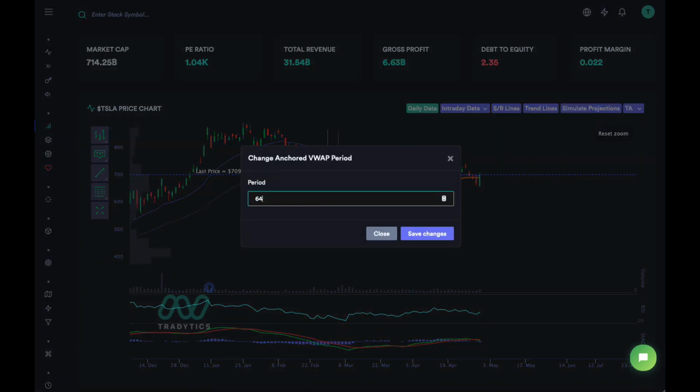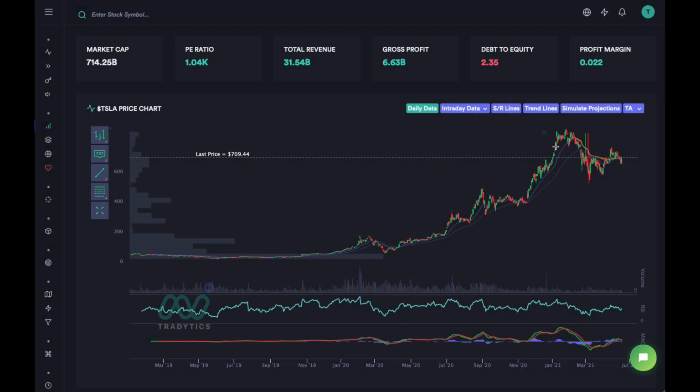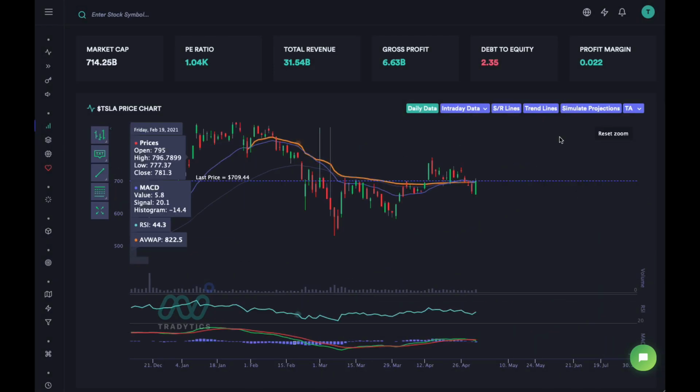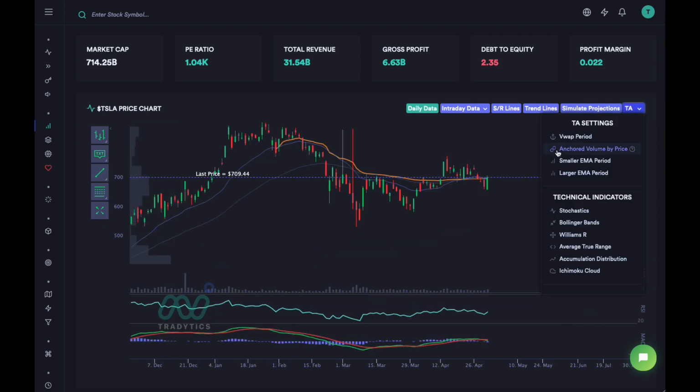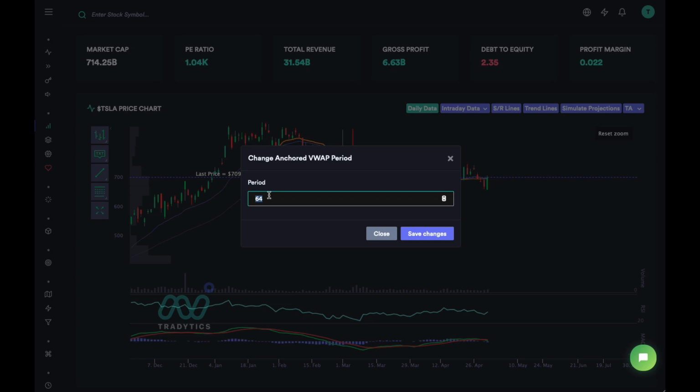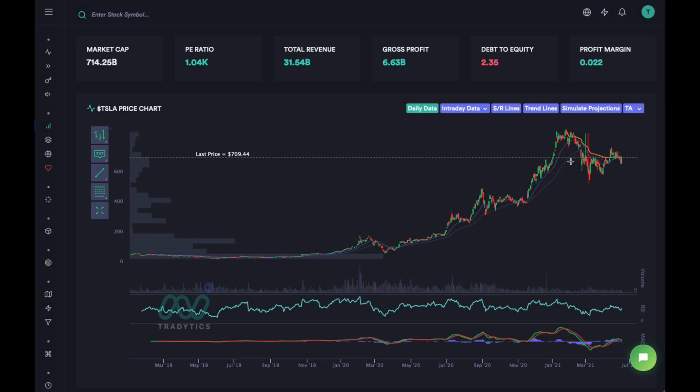So let's do something different. At this point, let me change the VWAP period to about 68. So now we are anchoring right from a top.